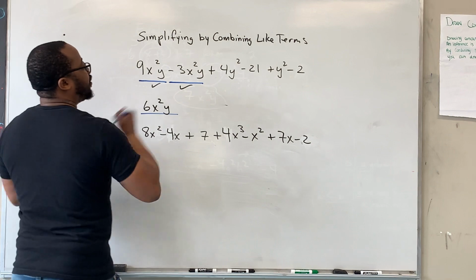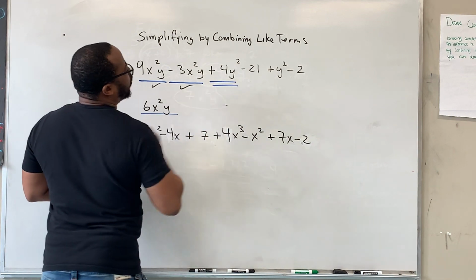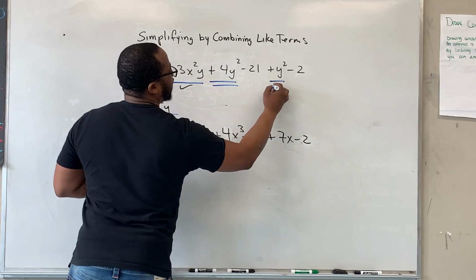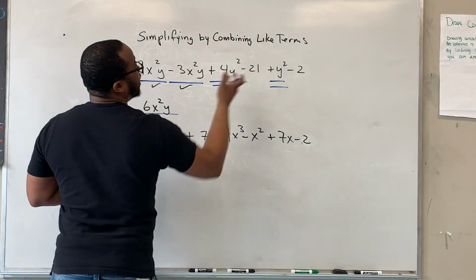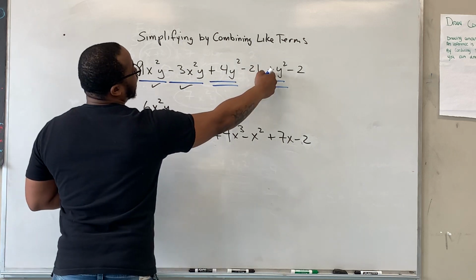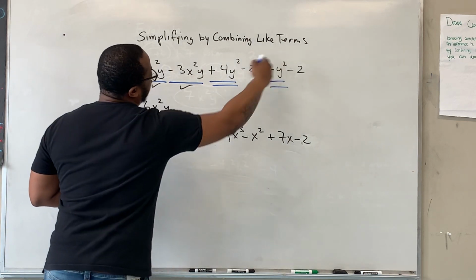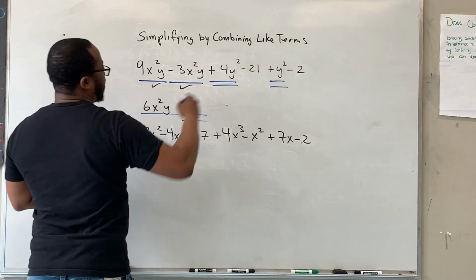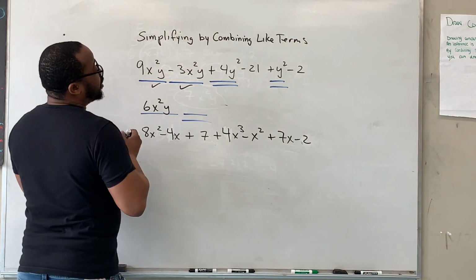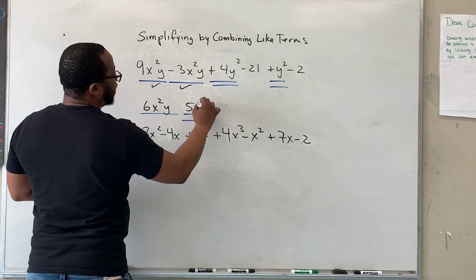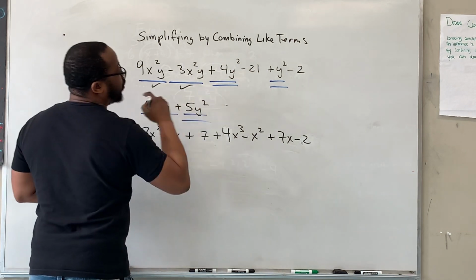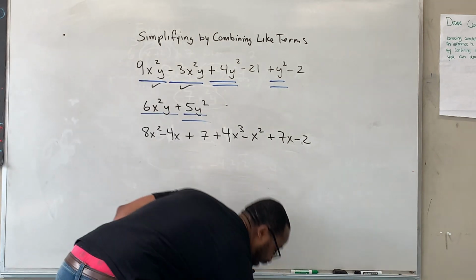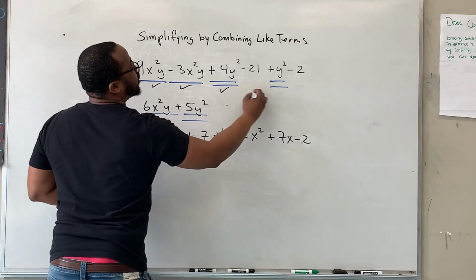Now I have this positive 4y squared. Is there any other y squareds? Yes, there is. There's one right here. How many y squareds do I see here? 1, because some people forget there's an invisible 1, so it's only 1 y squared there plus 4y squared. So 4 plus 1 is going to give you 5y squared, and that's going to be positive because they're both positive, okay? Let's not forget to check these off.